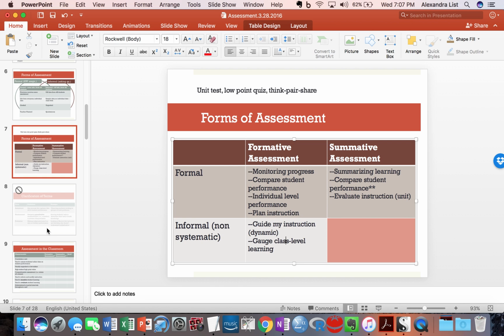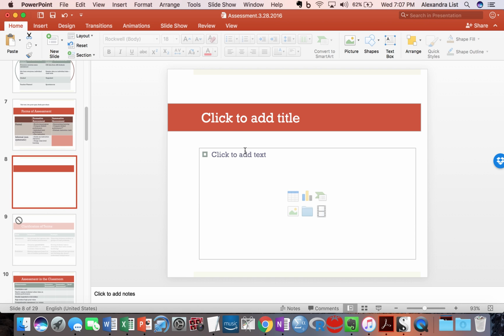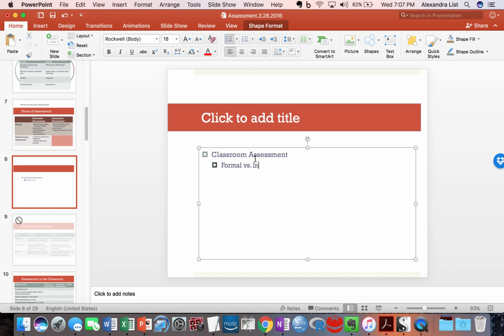So this kind of reminds me of the tree that we built with long-term memory, but we can think about classroom assessment as the same kind of umbrella term. So we have classroom assessment at the top, and we can distinguish that from standardized assessment. Within classroom assessment, let me bullet it, we can talk about formal versus informal. And when we talk about, well, let me say formative versus summative, since that's what we talked about first.